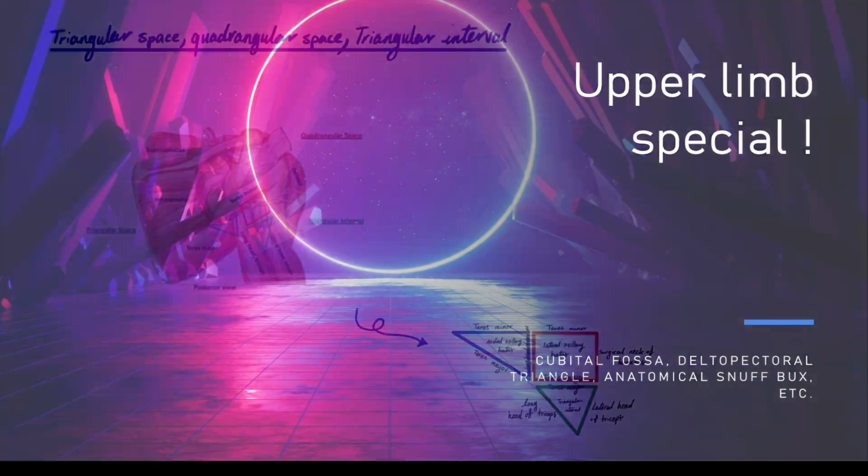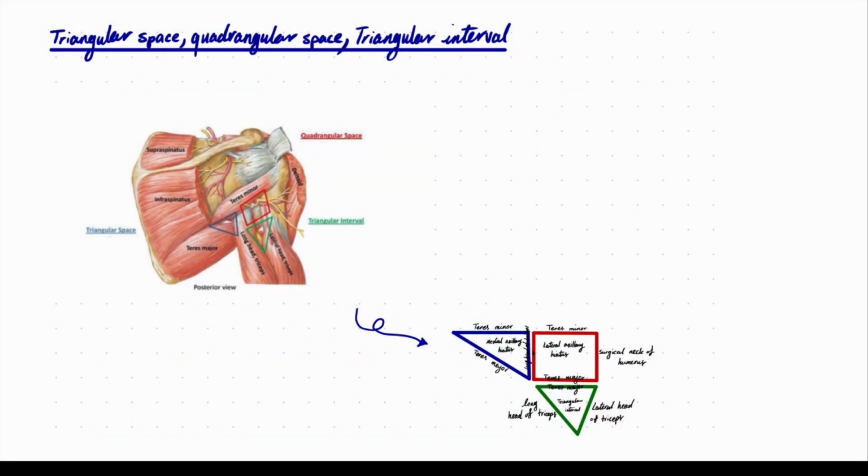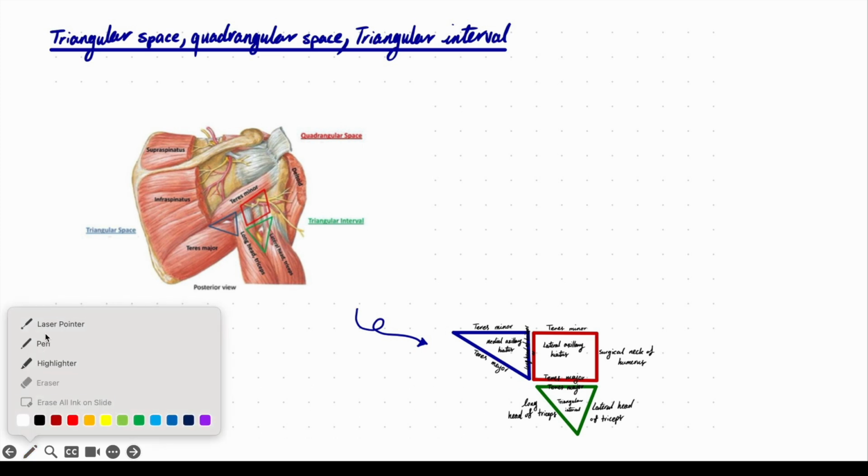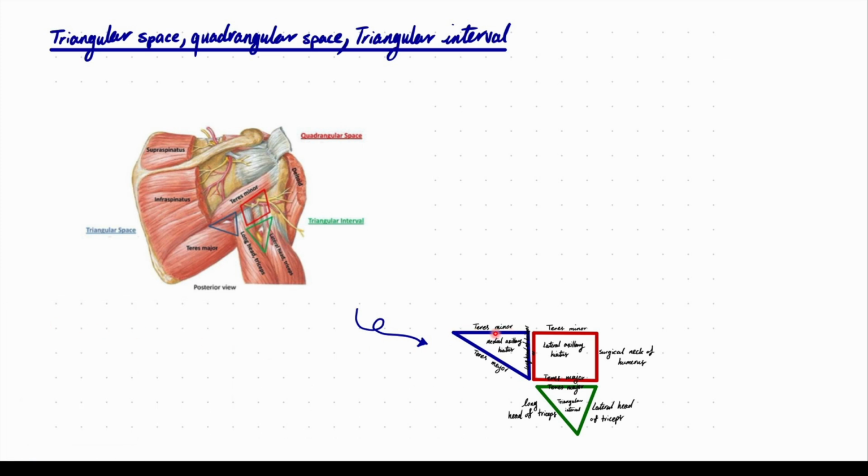Now let's get started. So the first space that we're going to talk about is the triangular space, or medial axillary hiatus. The space borders are superiorly teres minor muscle, inferiorly teres major muscle, and on the lateral side we have the long head of triceps muscle. This space contains the circumflex scapular artery and vein, so they pass from the axilla to the dorsum of the scapula.